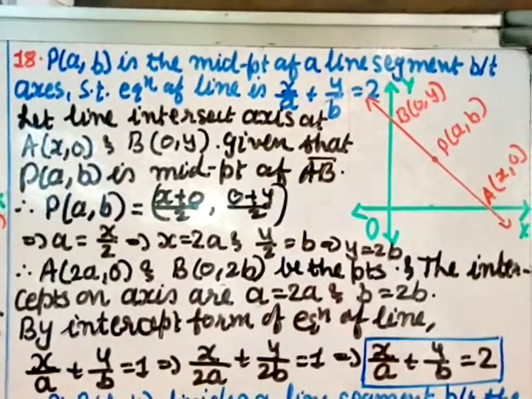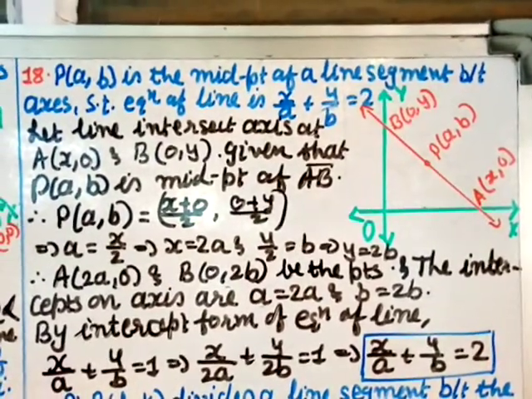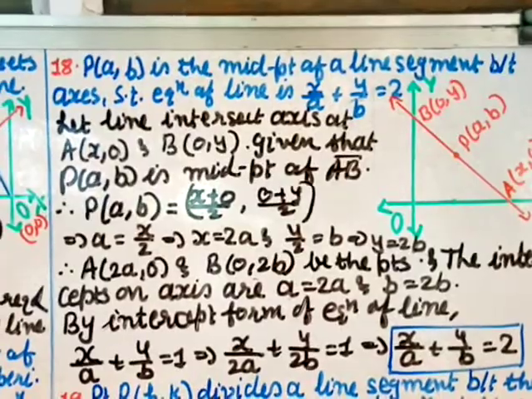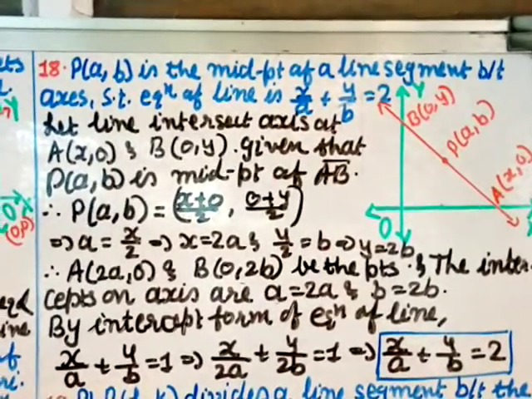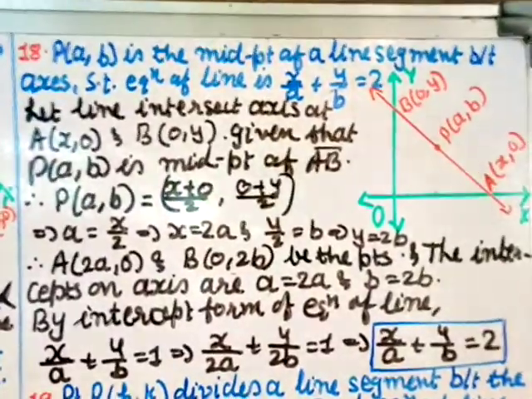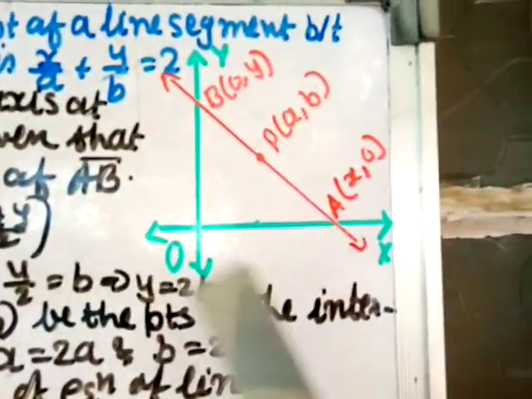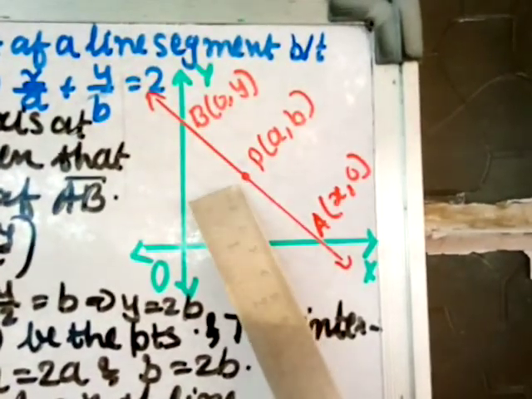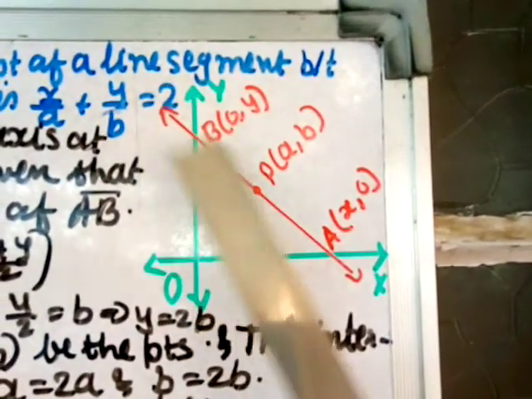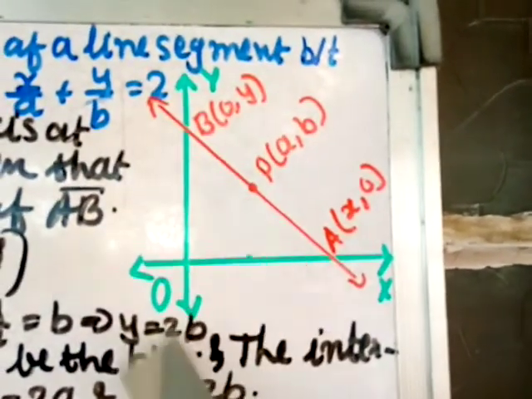Question number 18. P is the midpoint of a line segment between the axes. Show that the equation of the line is x by a plus y by b equal to 2. P is a midpoint of a line segment between the axes. So this is a line between the axes, that is x and y, and P is a midpoint of these. Suppose the line intersects the x-axis at A and the y-axis at B.